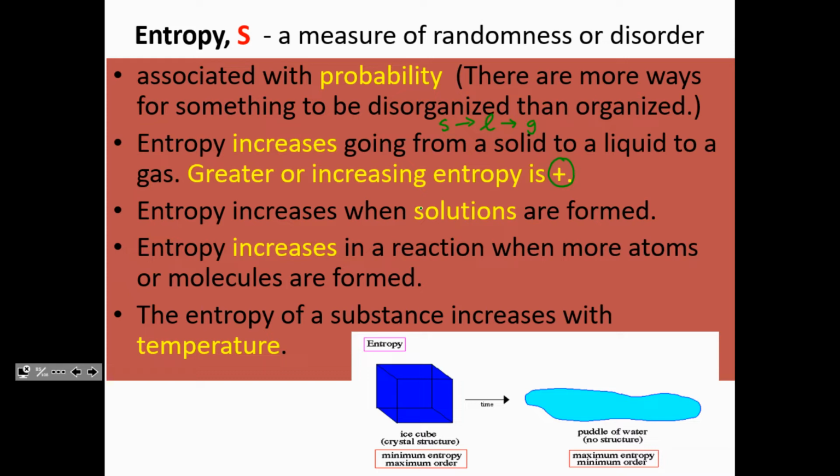So the picture down here, we show an ice cube going from a solid to a liquid. And chances are we had to go through a change in temperature. We had to add heat. So this is a positive value for the change in entropy.